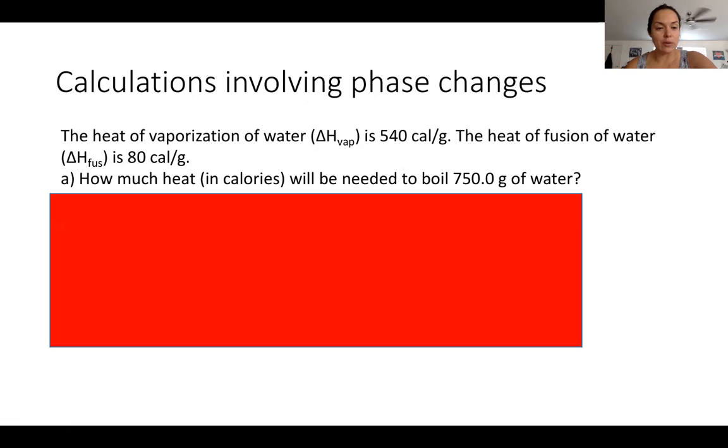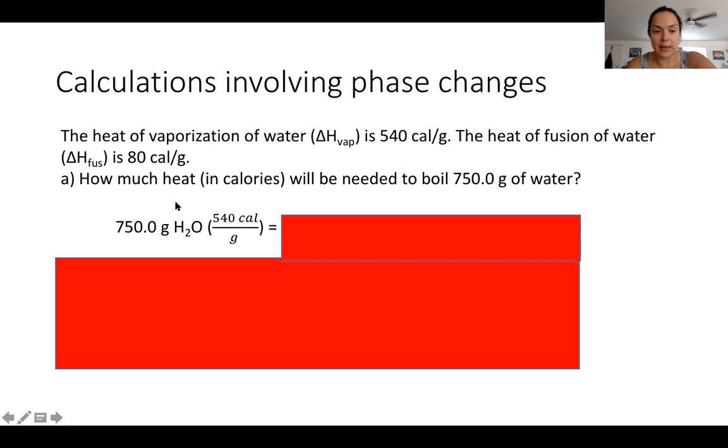Okay. So the question is asking how much heat in calories will be needed to boil 750 grams of water. Pay attention. We are boiling, so we're going from a liquid to a gas. So which one do we have to use? Are we supposed to use our heat of vaporization or our heat of fusion? Think about it. We're vaporizing, right? We're boiling. So here we want to make sure we use that value for heat of vaporization.